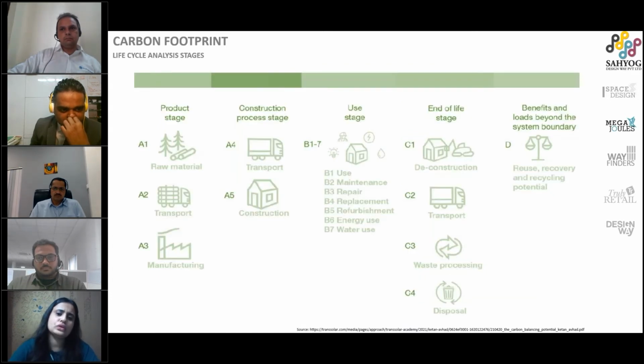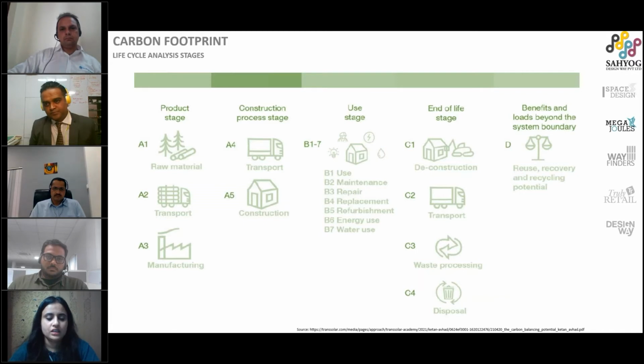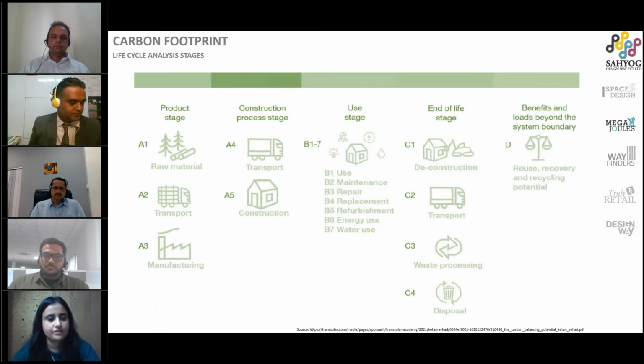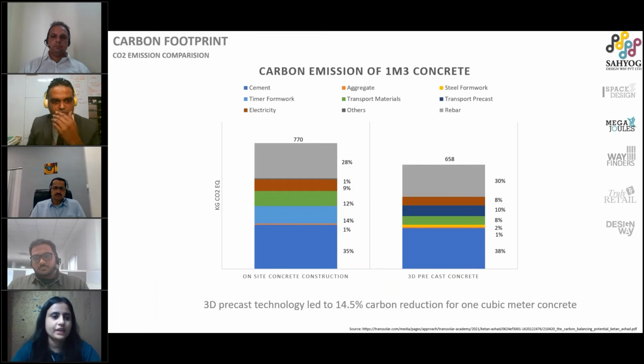These are the different stages for calculating the carbon footprint: when we are getting the raw material, when we are using it, and after that when we are recycling the material. Based on that, we have done the CO2 carbon comparison. With this 3D precast technology, during all these stages we can reduce the carbon footprint, and overall with this technology we can reduce around 14.5 carbon footprint per cubic meter.